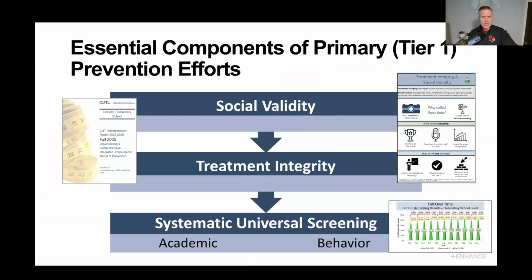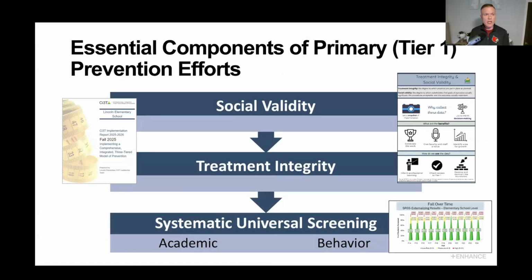But just because we know what to do at tier one, tier two, and tier three, doesn't mean that it's always in place. So we need to monitor it. So all tiered models have these essential components. They should be checking for social validity, treatment integrity, and using universal screening. Meaning, what do people think of the goals, procedures, and outcomes of the school-wide plan? That's social validity, which often predicts treatment integrity. Is the plan in place as it's designed?